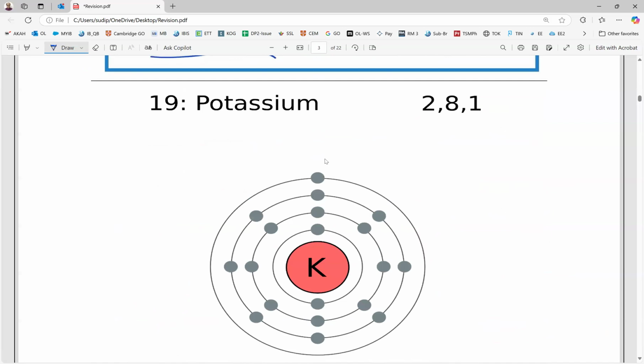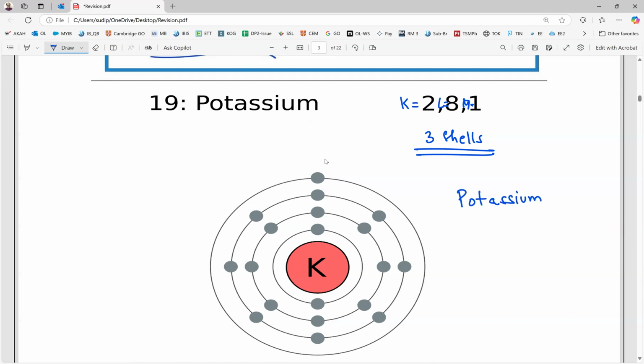So the number of shells now increases down the group. Potassium has 3 shells, because your K will be 2, your L will be 8, and your M will be 1. Now 3 shells means they are spread farther away. Technically.